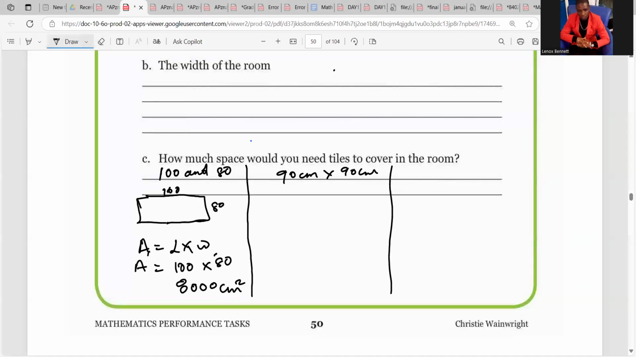And guys, quite a few persons actually wrote that. So we have to be very careful. All right. Very good. That one is correct. So 8,100 centimeters square, right?